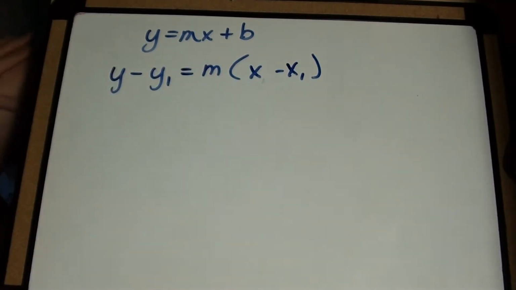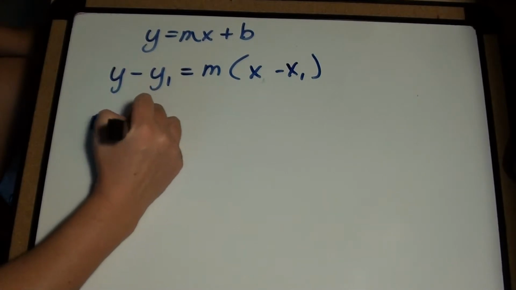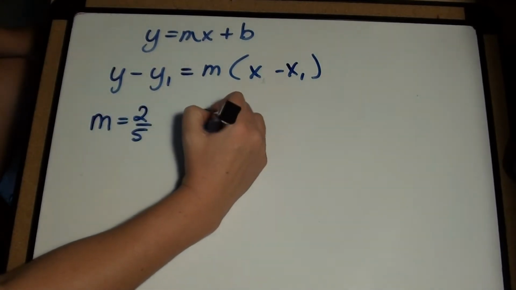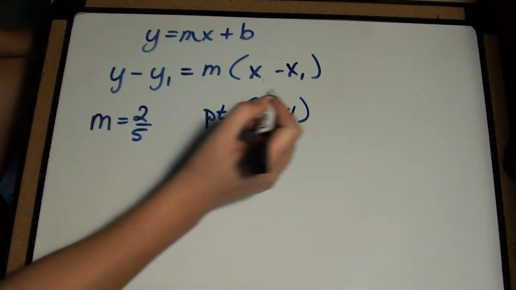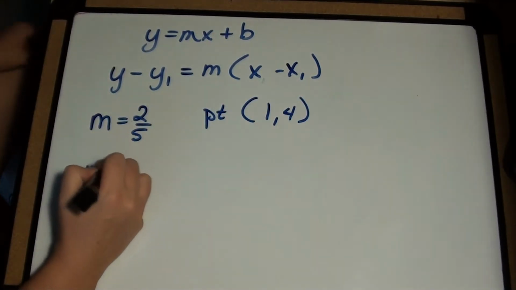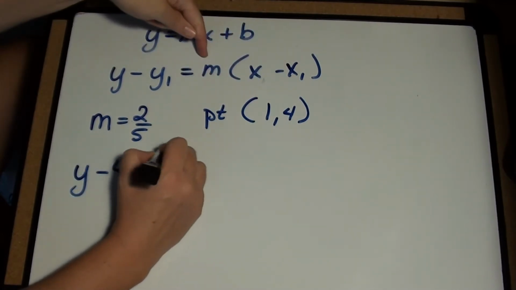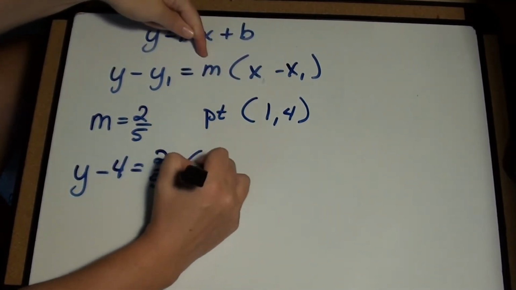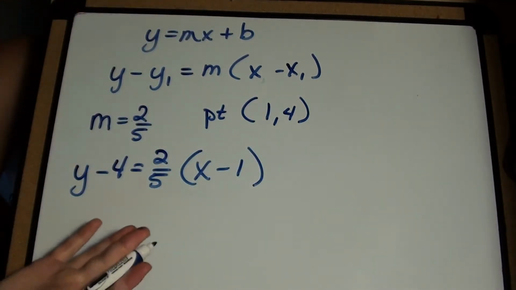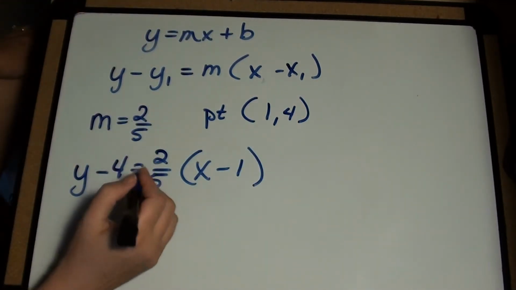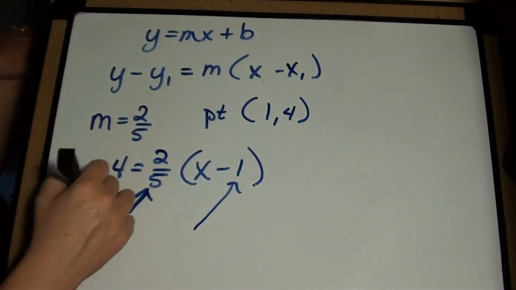Okay, so there's our formula. The idea being that if we have a slope of 2/5 and our point is, let's say, (1, 4), I simply say y minus my y point, which is 4, equals my slope, which is 2/5, times x minus 1. Done. So what can I see when I look at this equation? I can see here's my slope, and here's my x value, and here's my y value.